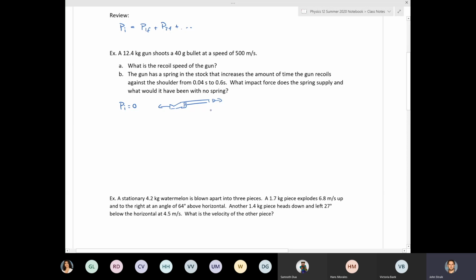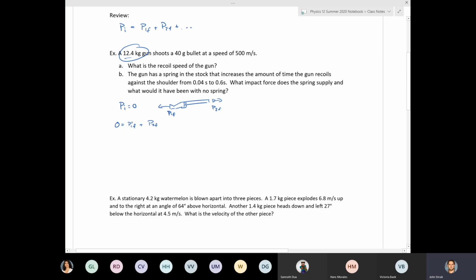So initially it's 0, but then afterwards I'm going to call the bullet P2F and the gun P1F. Technically, the gun has the bullet inside it, so this 12.4 is the gun with the bullet inside. But because the bullet is 40 grams compared to 12.4 kilograms, that's not going to change the mass at all. So we're just going to take the mass of the gun as not changing. So we have P1F plus P2F.